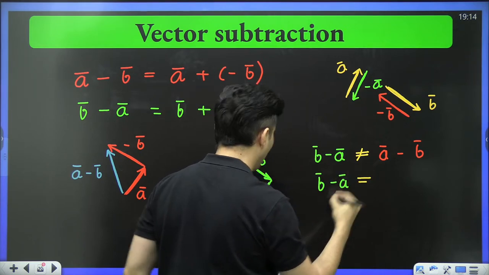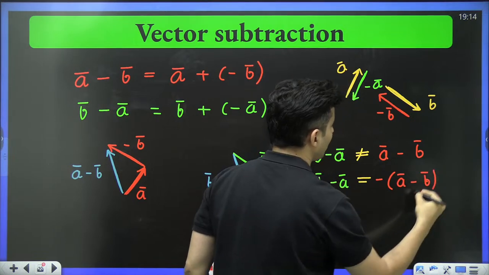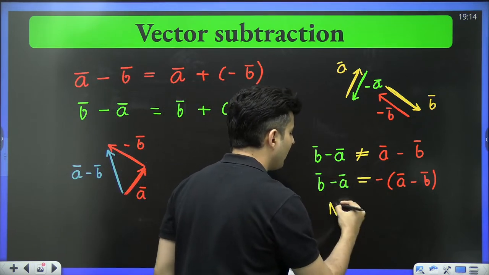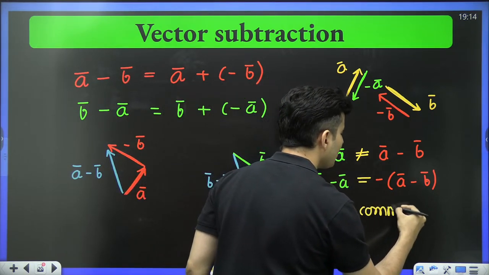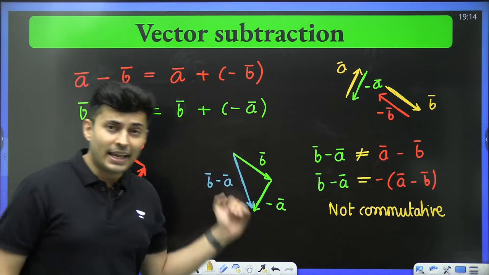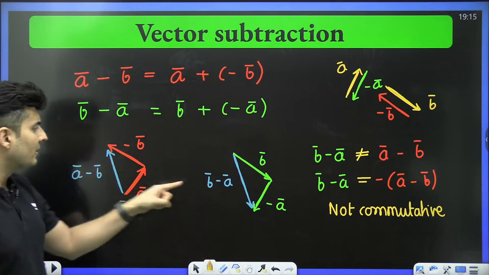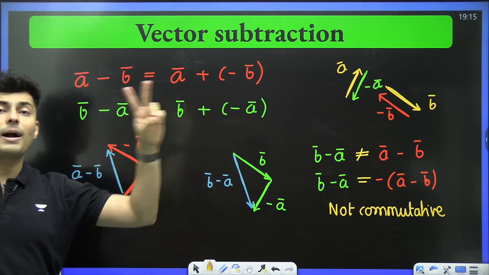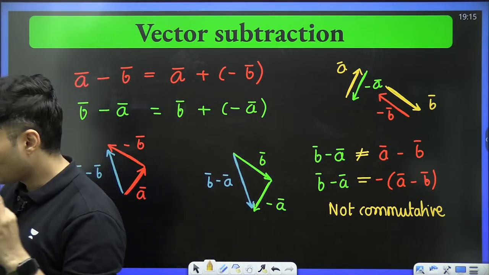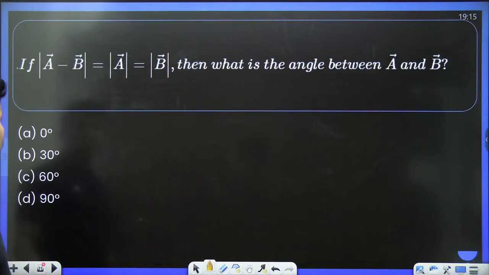So B bar minus A bar is actually negative of A bar minus B bar. Magnitude wise they are same, direction wise they are opposite. So definitely I will say that they are not commutative. That means order matters, right? If you change the order, it is a completely different thing. A bar minus B bar is here, B bar minus A bar is this side. Hence they are not at all commutative. Very good. Now that you understand vector subtraction, guys, we're going to solve some questions.